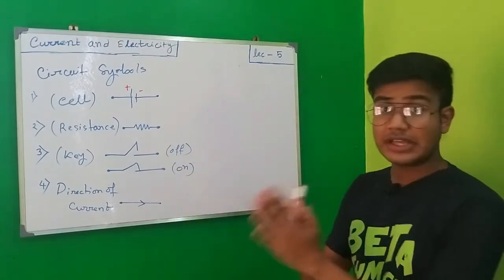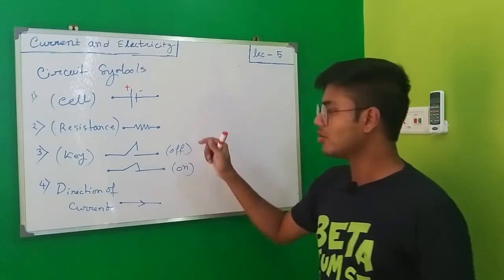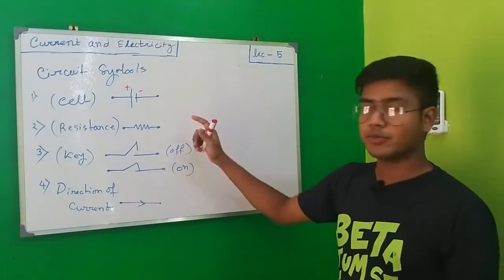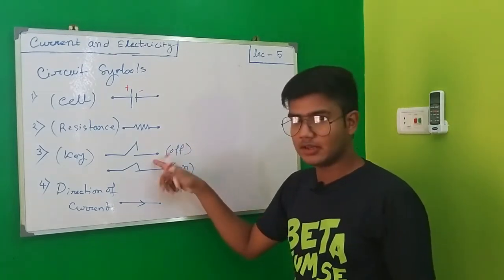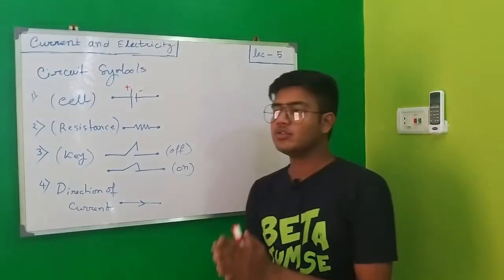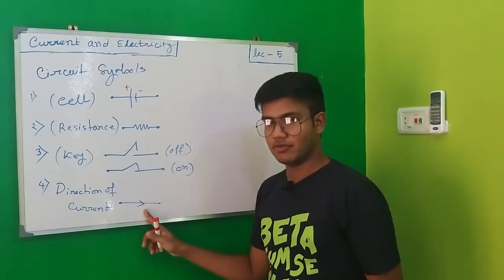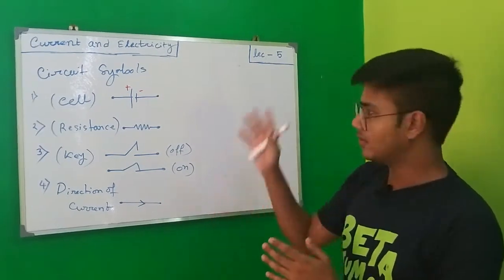Now coming to the key, that is the switch. If you turn it on to push, it will look like this one, and if you turn it off to push, it will look like this one. Whenever you're showing the direction of current in a circuit, you have to provide an arrow over it. So that's all for the symbols.